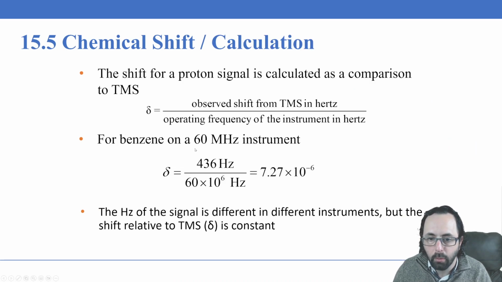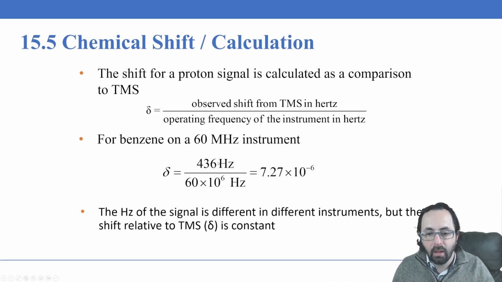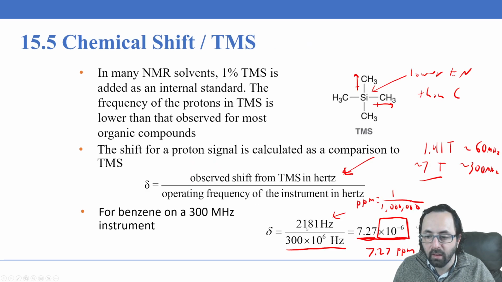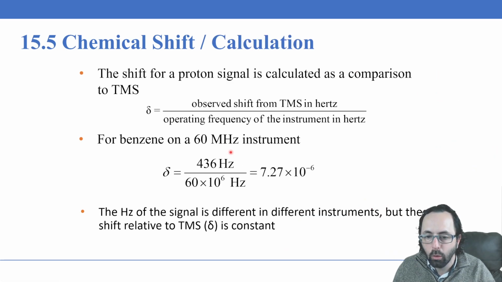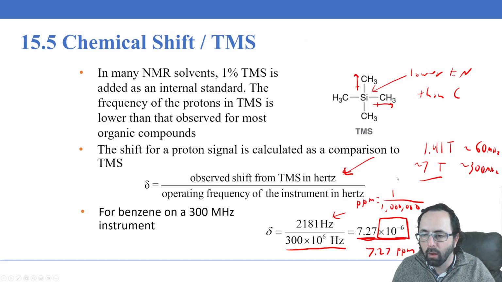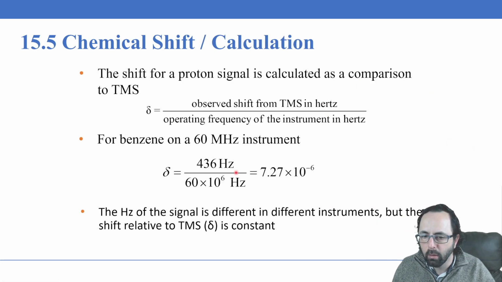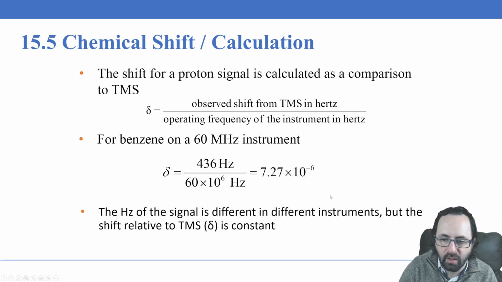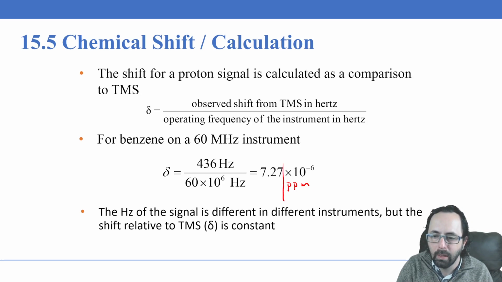So for example, if we do benzene on a 60 megahertz instrument, the absorption will be 5 times smaller, because 60 is 5 times smaller than 300. Instead of being 2,181, it will be about 436. But we have a 5 times smaller operating frequency, and so we get the same chemical shift, which is 7.27 times 10 to the minus 6, or 7.27 ppm.